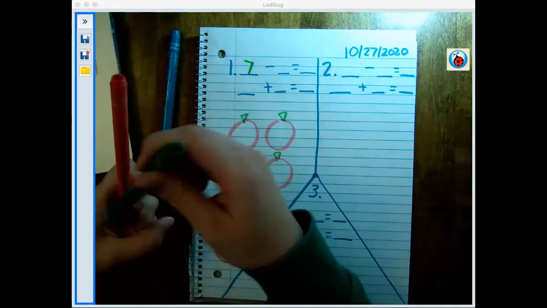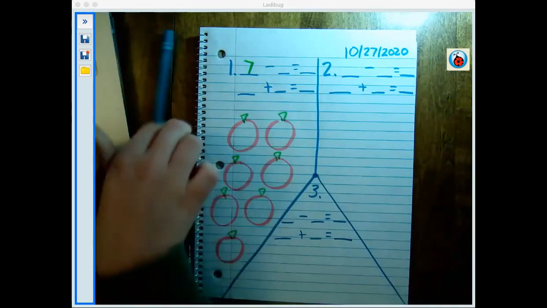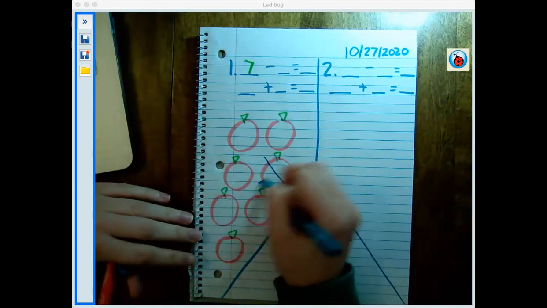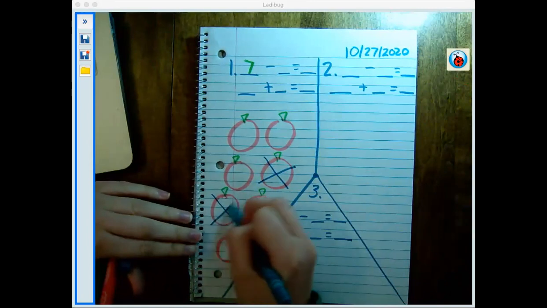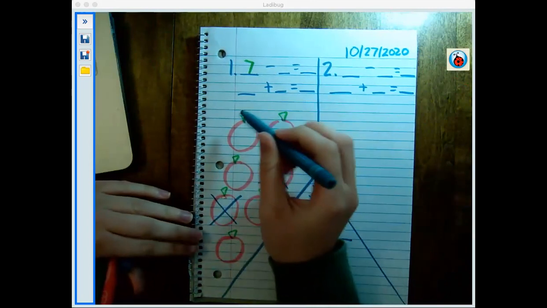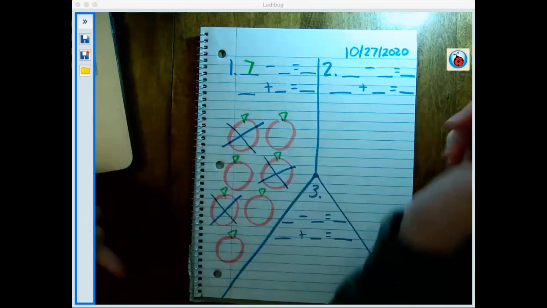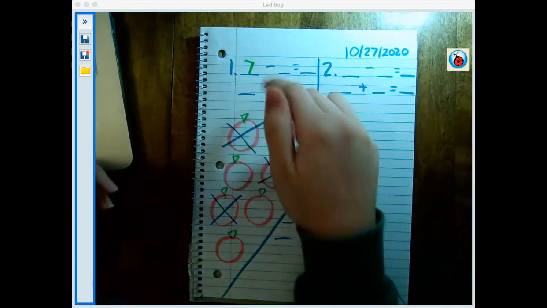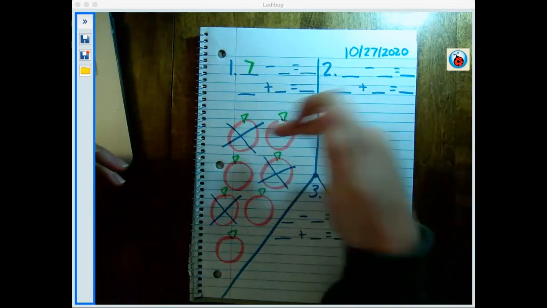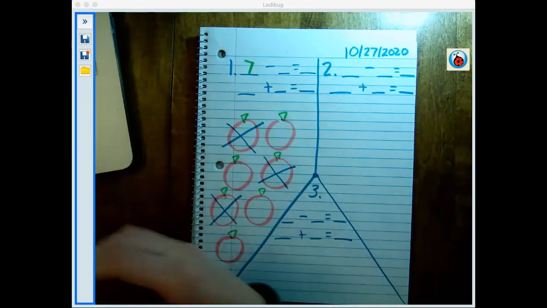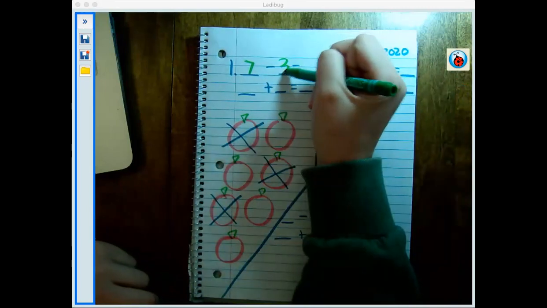Now some of the students were like, well, I want that pumpkin, I want this pumpkin. So some students picked a couple pumpkins. 1, 2. Okay, so now some students picked their pumpkins. We need to figure out, okay, how many kids picked pumpkins? 1, 2, 3. 3 pumpkins are crossed out, so we're going to write a 3.